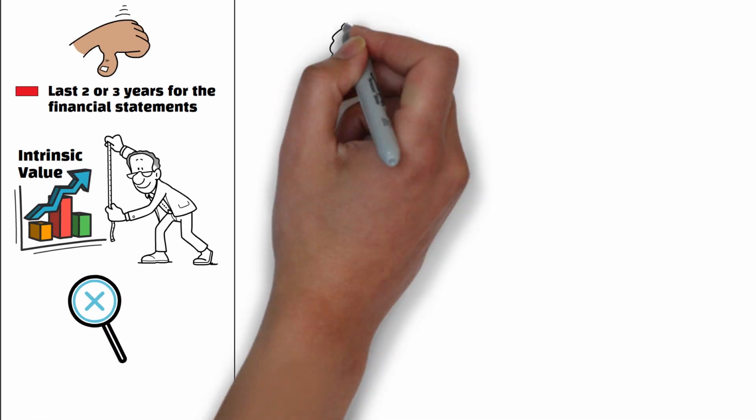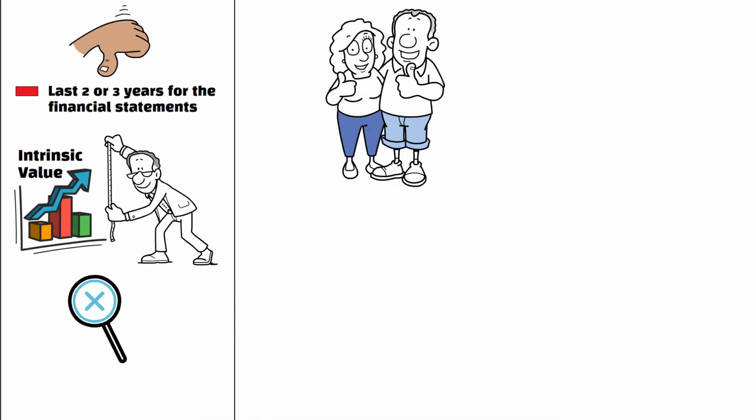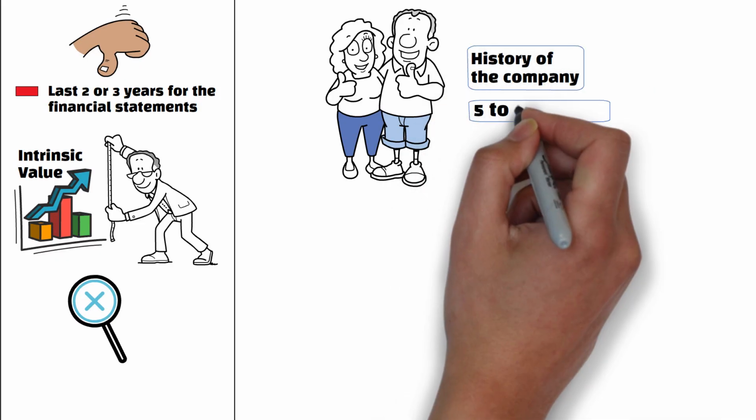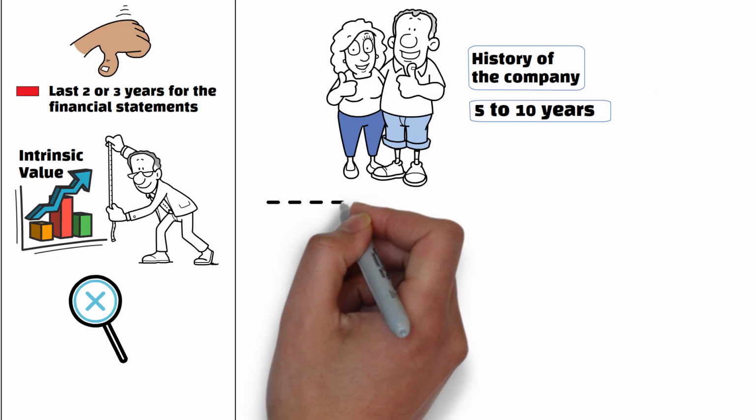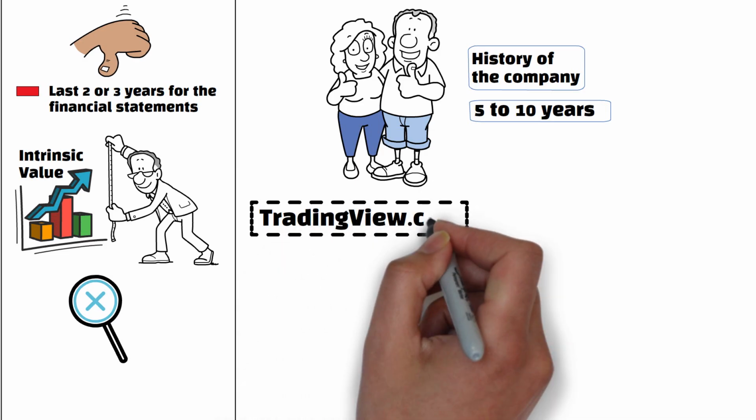If you find an annual report you like, I would strongly suggest looking deeper into the history of the company and checking the financial statement reports from the last 5 to 10 years. You can use TradingView to easily find information like this, and I recommend them.